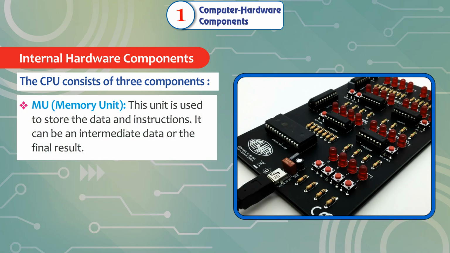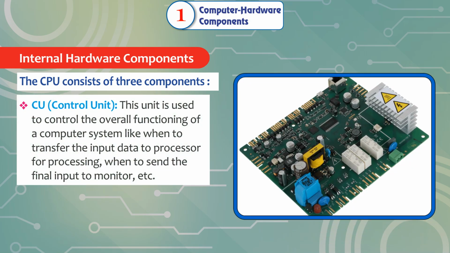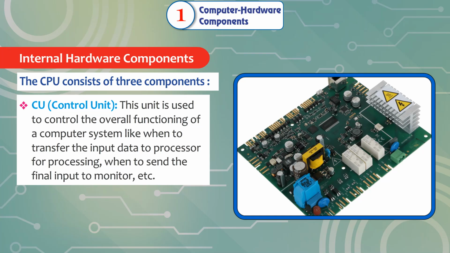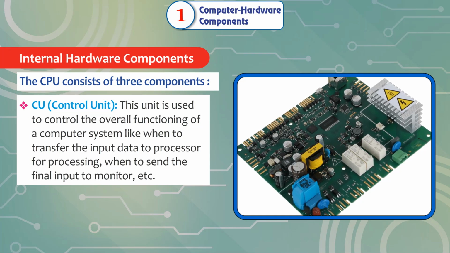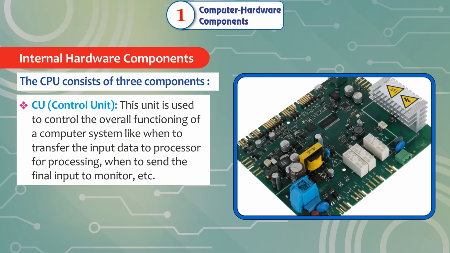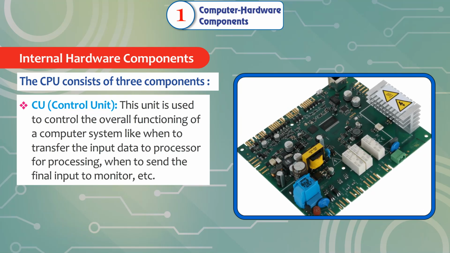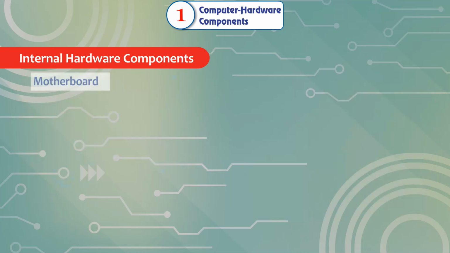MU, Memory Unit. This unit is used to store the data and instructions. It can be an intermediate data or the final result. CU, Control Unit. This unit is used to control the overall functioning of a computer system, like when to transfer the input data to the processor for processing, when to send the final output to the monitor, etc.